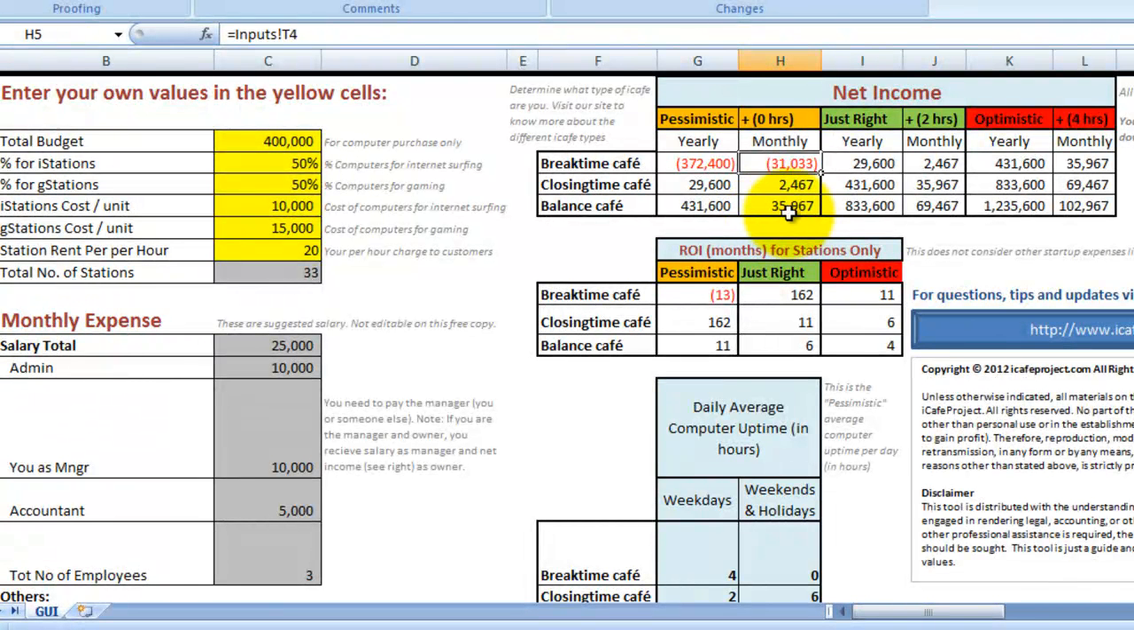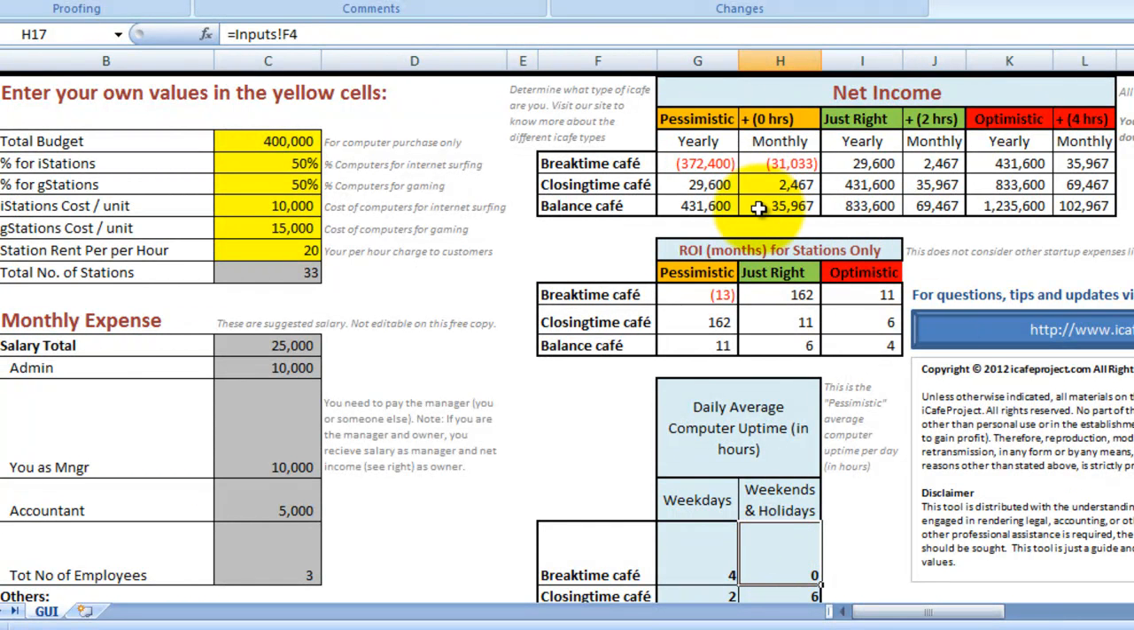Now, if you study the market in that area, and based on your analysis, you have a good market, you only have one competitor, for example, then you can assume that the hours for a break time cafe aren't just 4 hours during weekdays. It can be 6 hours. So that is the plus 2 hours in here. And even on weekends and holidays, you can assume that you have customers, with an average computer uptime of 2 hours.